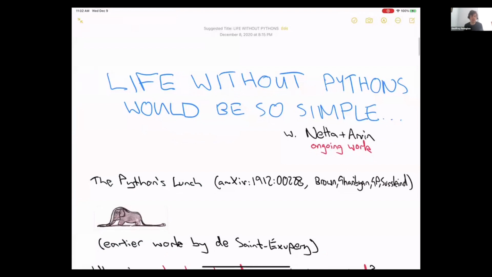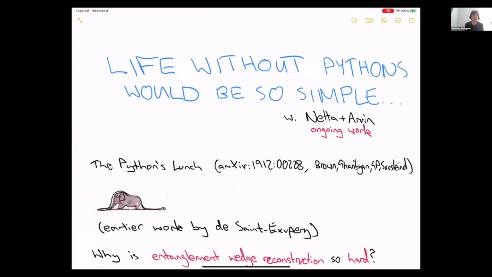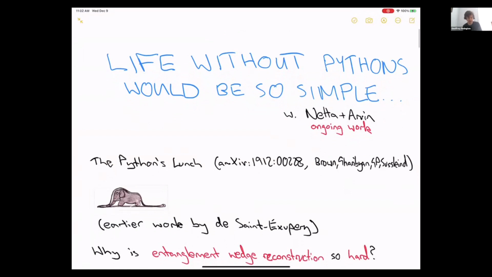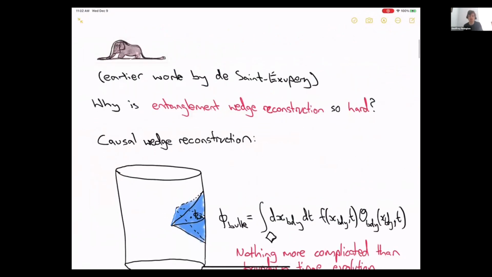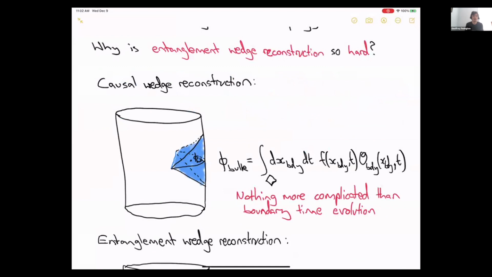Okay, so yeah, this is ongoing work with Netu Narvin, and it's really a follow up to a paper put out last December with Adam Brown, Grant Grobian, and Lenny Siskind. And of course, it is all fundamentally based on the seminal earlier work by de Saint-Exupéry. So one way to phrase the paper last December is it's trying to answer the question of why is entanglement wedge reconstruction so hard to do?